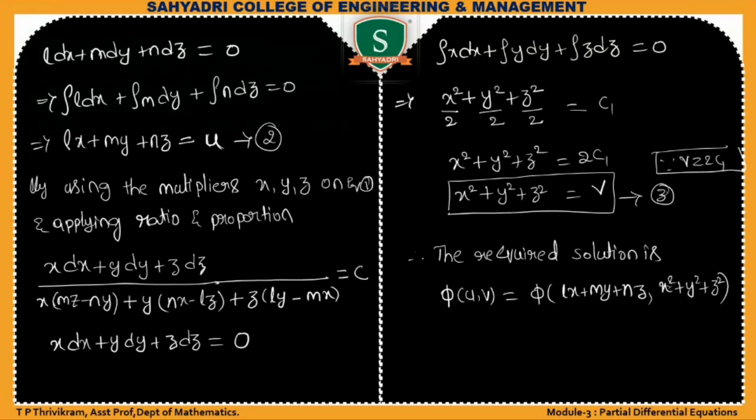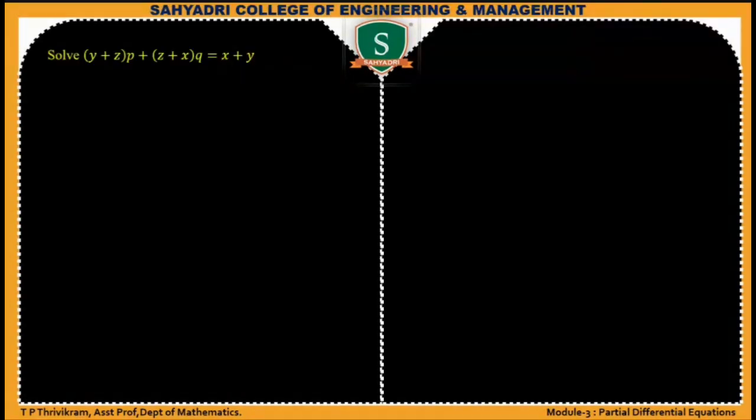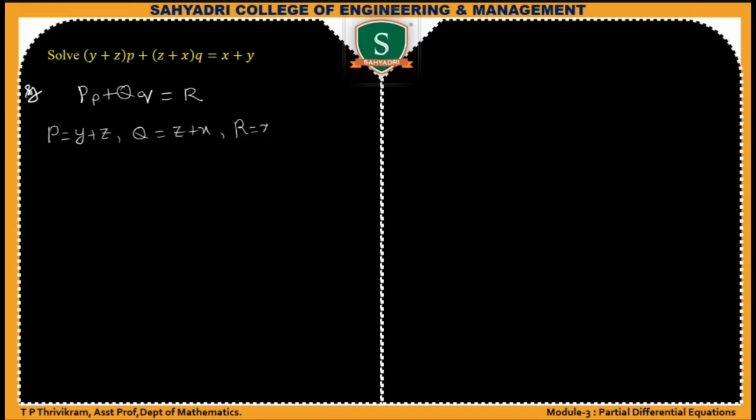Fine. So this is the required function which we require. Okay, this is a different kind of problem. You just check once. Here it is also of the form capital P into small p, capital Q into small q is equal to capital R, where capital P is nothing but y plus z, capital Q is nothing but z plus x, capital R is nothing but x plus y.